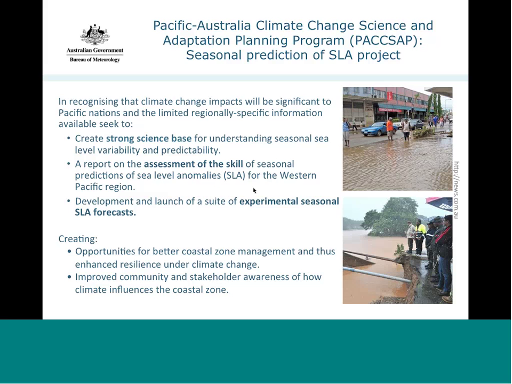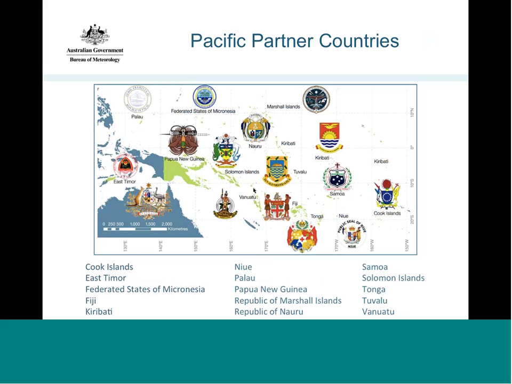And by doing that, report on the skill of being able to predict seasonal sea level anomalies in this region, and develop for the users at the National Met Services experimental seasonal sea level forecasts. And the outcome being that we'd like to see better coastal zone management to enhance their resilience under climate change, and also just to improve community and stakeholder awareness of how climate influences the coastal zone. And just to give you a scope of the spatial scale, we're mostly looking in the Western Pacific, and we worked with 15 partner countries to create these forecasts and to disseminate the information.